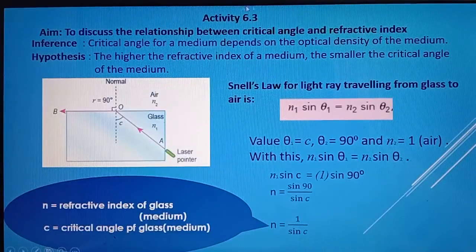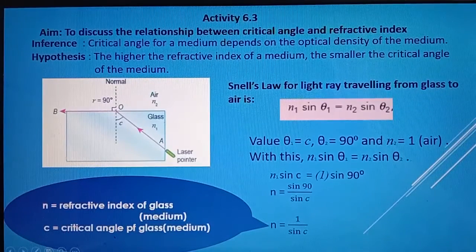So activity 6.3. This one is to discuss the relationship between critical angle and refractive index. As we know, different density of medium will have different refractive index. The denser the medium, the higher the refractive index. Now we want to relate critical angle and refractive index or the density of medium. Inference: the critical angle of the medium depends on the density of the medium. Hypothesis: the higher the refractive index, the smaller the critical angle of the medium.